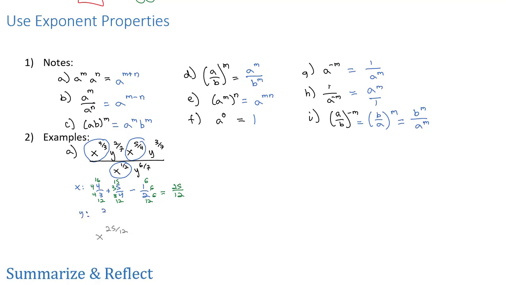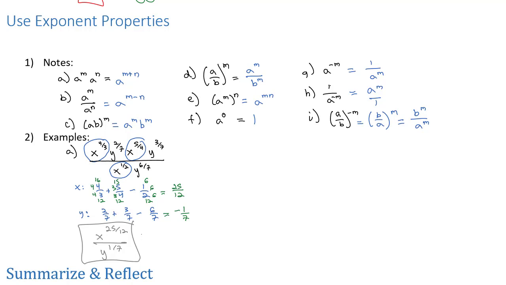The y's have 2/7 plus 3/7, and then we subtract the denominator of 6/7. Well, that's nice. They all already have a common denominator. So 2 plus 3 is 5. Minus 6 is negative 1/7. So the y's have an exponent of negative 1/7, and that negative exponent is going to move it down into the denominator. And so we have x to the 25/12 over y to the 1/7.